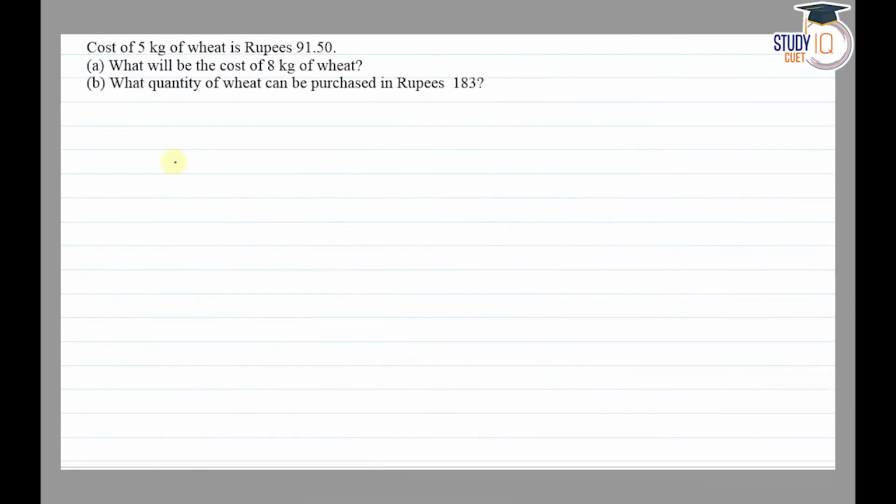Hello everyone. This question appears in the Class 6th NCERT chapter of ratio and proportion. This is the fourth question of Exercise 12.3. The question says that the cost of 5 kg of wheat is rupees 91.50. What will be the cost of 8 kg of wheat?